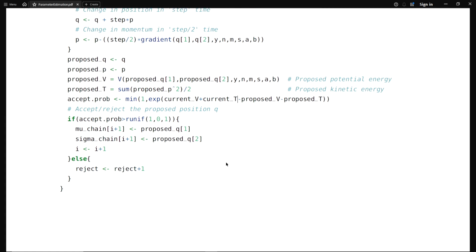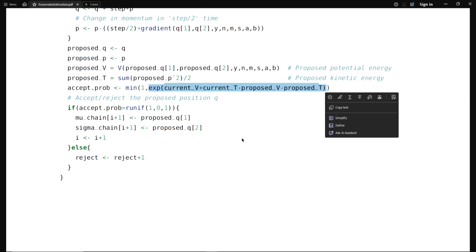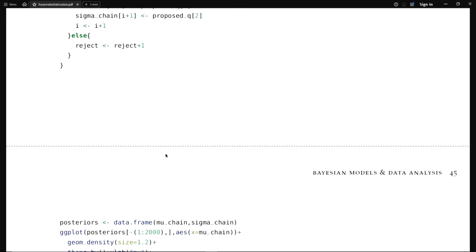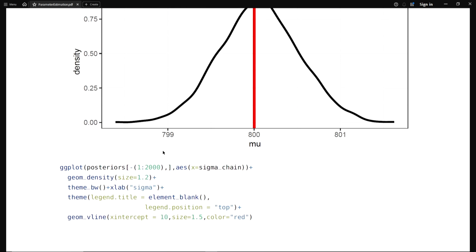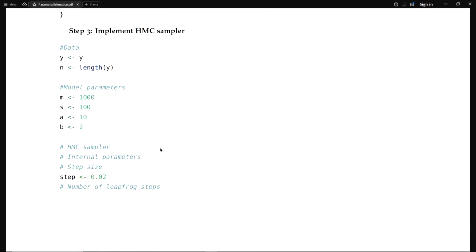So that's the idea. If the acceptance probability comes out to be greater than 1, then I will always accept. This will come out to be greater than 1 only when the total energy in this proposed state is lower than the total energy in the current state, right? In that case, this would be greater than 1. So, in that case, we will accept all those proposals, right? And the rest of the things are the same. So, that is the basic sampler for Hamiltonian Monte Carlo.